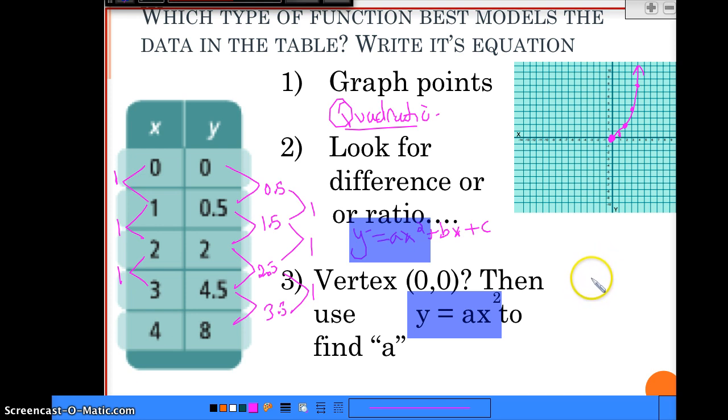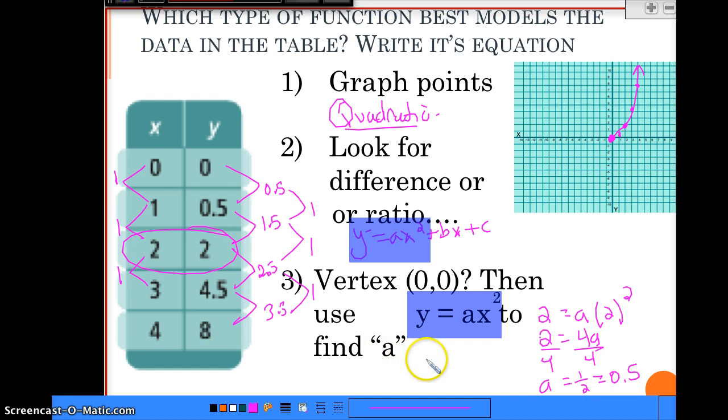I can pick any of my points to figure this out. Let's use 2, 2. If I do that, that's going to be 2 is equal to a times 2 squared. 2 is equal to 4a. Divide by 4, and a comes out to 1/2, or 0.5, whichever way you want to write it. So that's how you find a, which gives y is equal to 0.5 times x squared. I know it's going to be 0, 0, which means the plus c part is plus 0. That's why that gets canceled out.